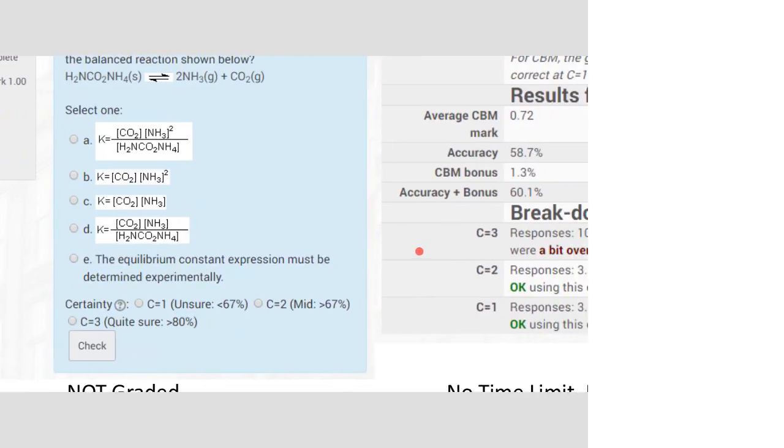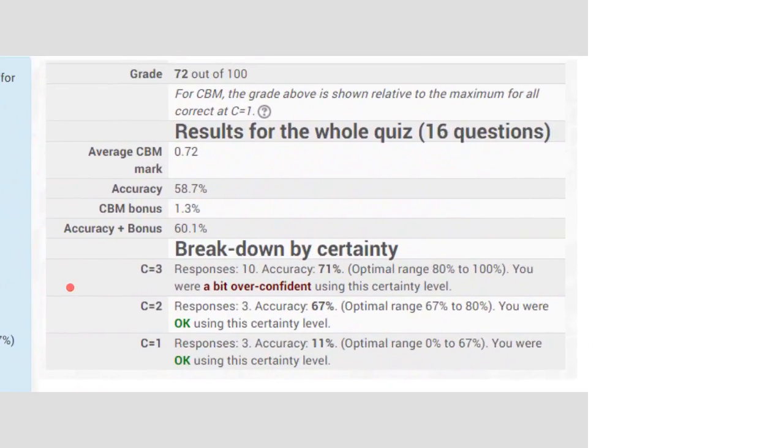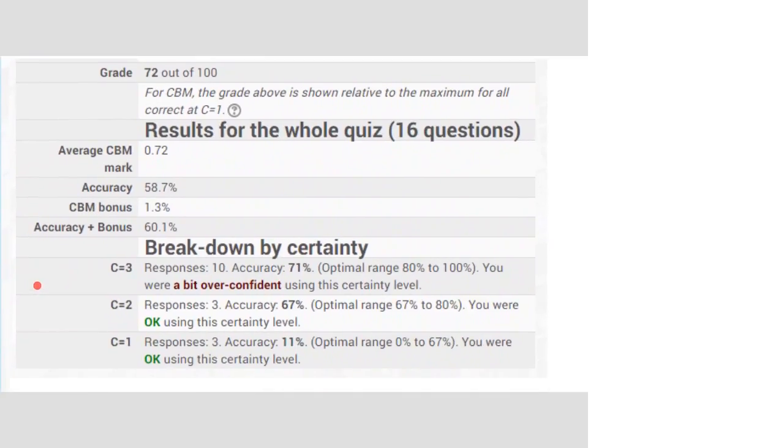So once a student's done with the certainty-based marking, they get a report that'll look something a little like this. They'll get a grade. This is an actual student's grade report from one of my classes from a recent multiple choice thing. You can see they got a 72 out of 100. In terms of their accuracy grade, they really only answered about 58% of those questions right.